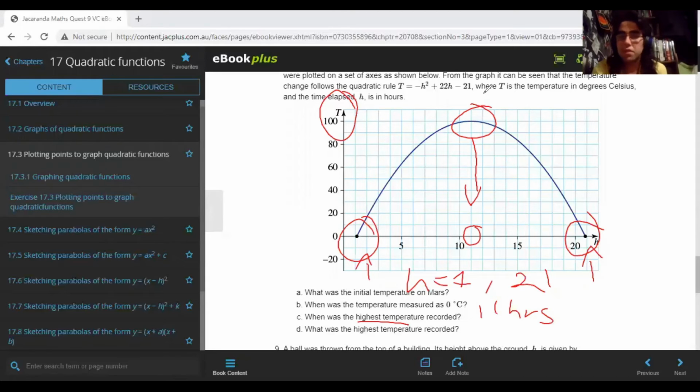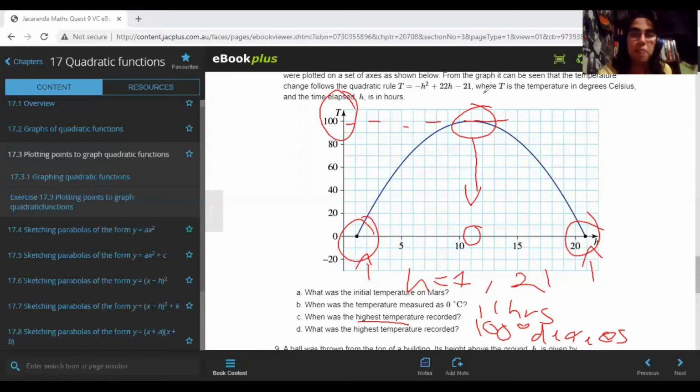Then it says, what was the highest temperature recorded? So now you're looking at that exact same point, but we're looking at the temperature instead of the hours. So if we have a look at the temperature, we would draw a dotted line straight across or use your ruler and recognize that that is at 100 degrees. So the answer for part D is 100 degrees.